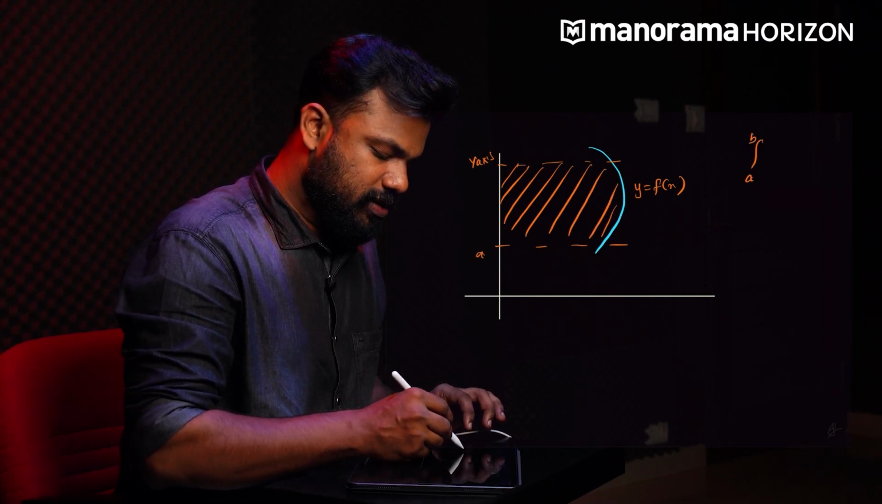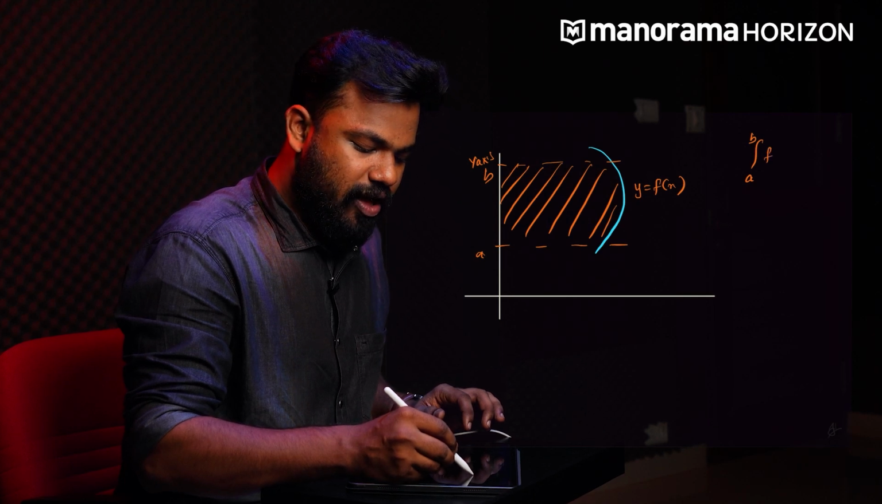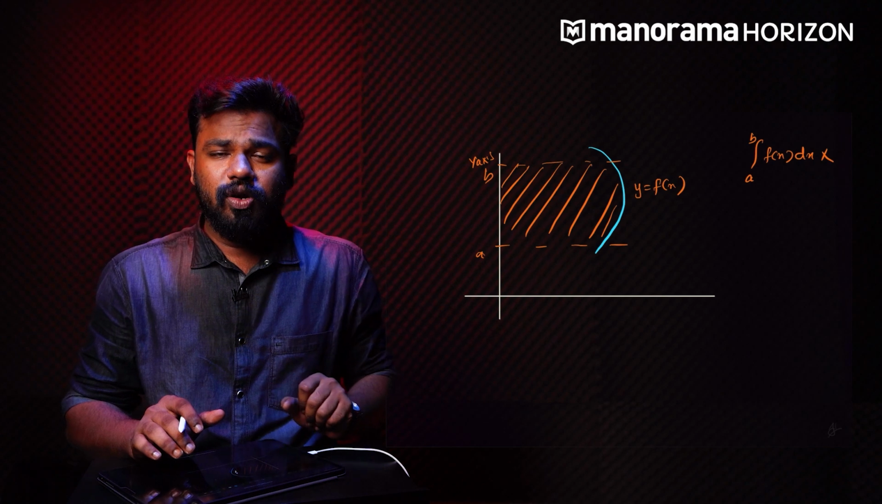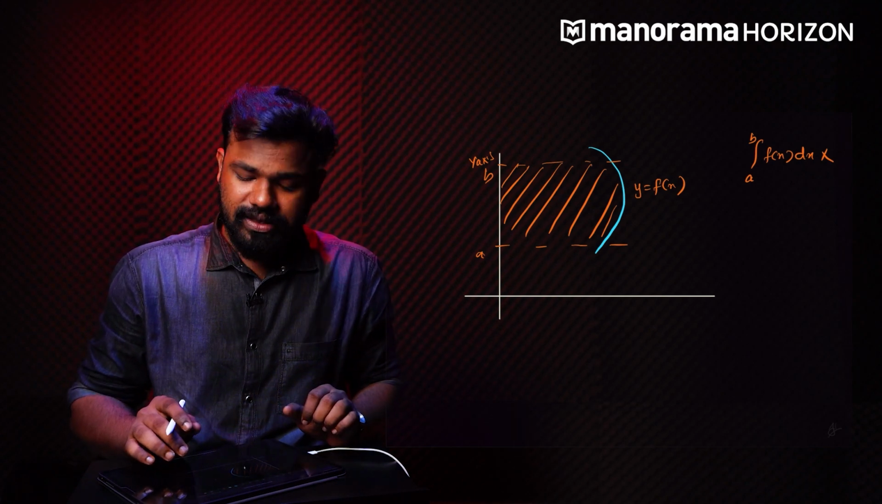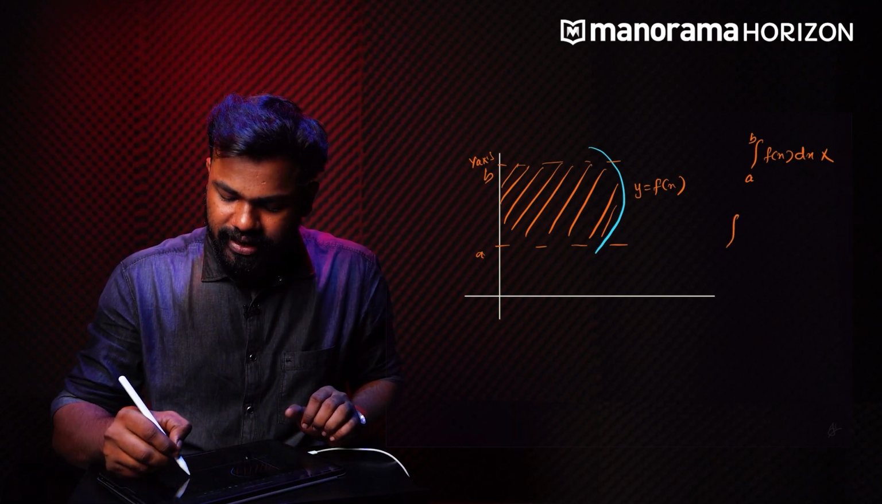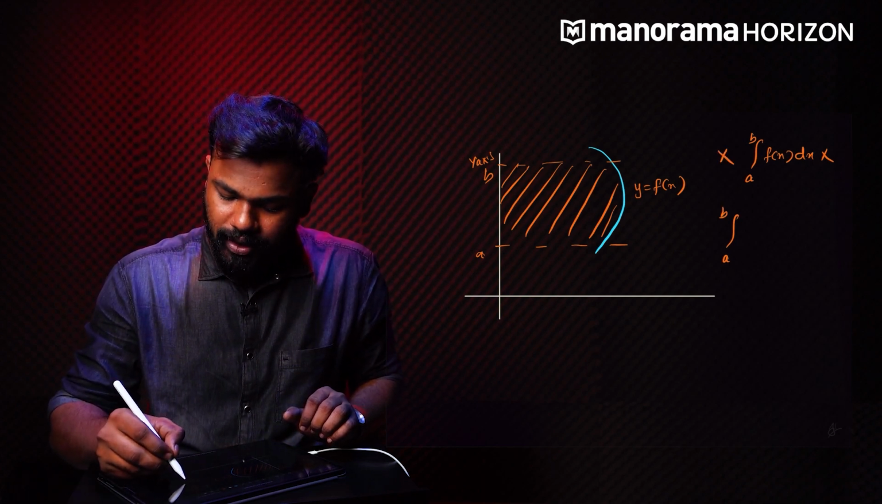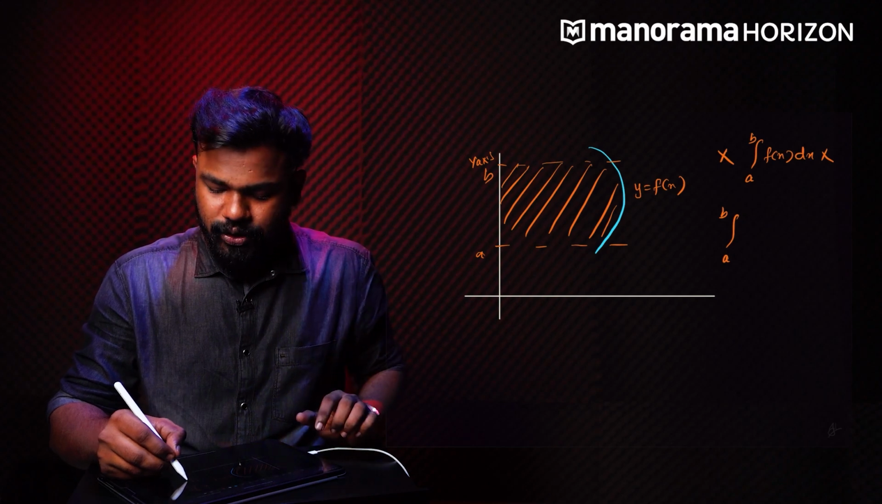Suppose this is a and this is b. I cannot use a to b f of x dx. That is wrong. Because now here it is based on which axis? It is on the y-axis. So what happens is I need to take integral a to b. This is wrong. So I need to take integral a to b, instead of y dx, I need to take it as what?